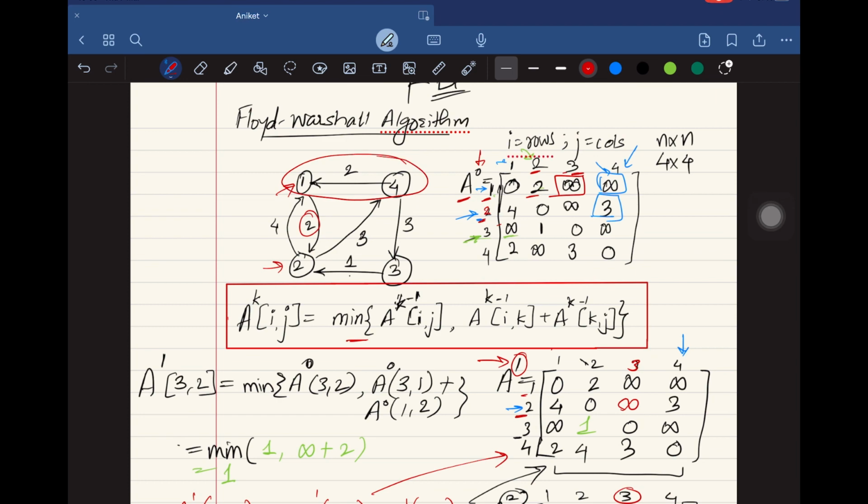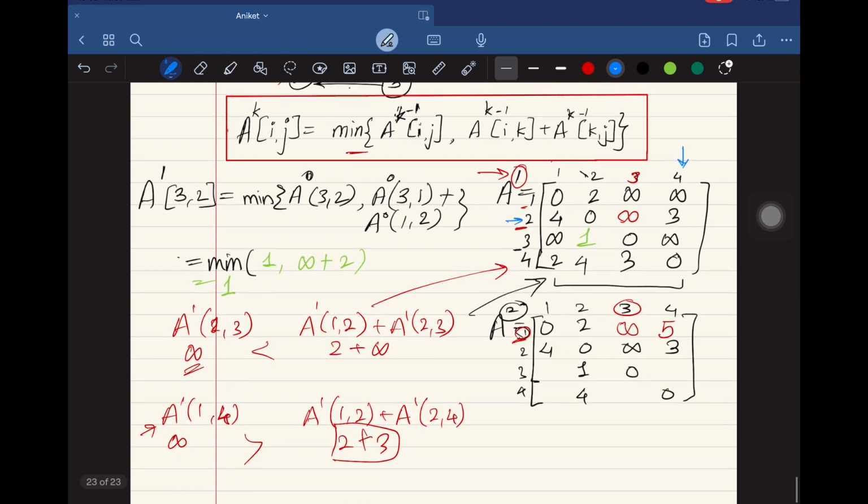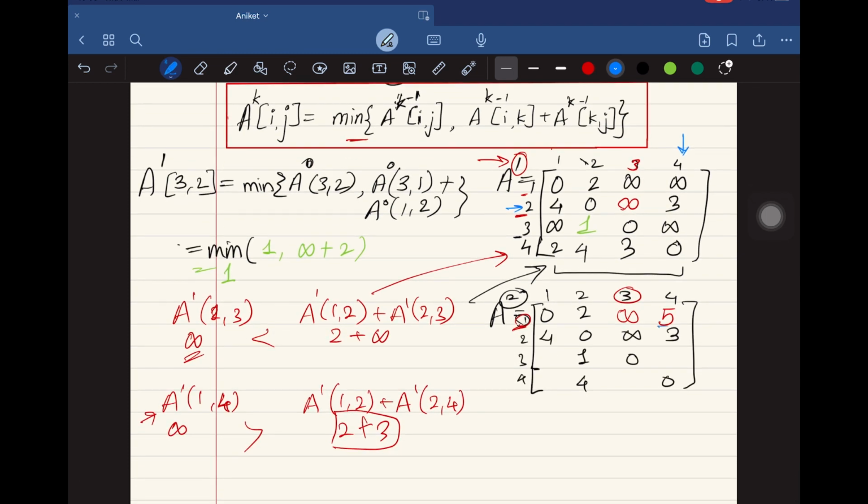No, right? Because it's 1 to 4 itself. Can we go through 2? So if you see, we can go to 2 and then we can go to 3. So let me change the color. So we can take this cost, which is from going from 1 to 2, and then we take this cost from going 2 to 3, 2 to 4, and the total cost is 5, which is smaller than going from 1 to 4 directly, since there is no path. That's why it was infinity, right? So if we go down, that's why we have 5 over here now. Now let's fill this table up.